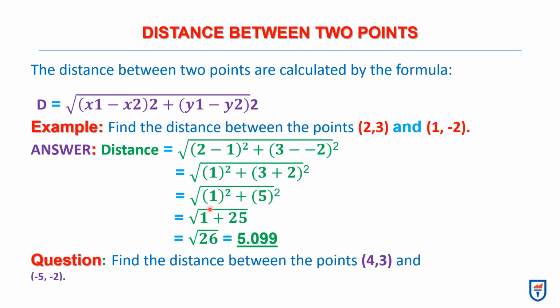Now we solve 1 to the power 2, it gives us 1. 5 to the power 2 gives us 25. And now 1 plus 25, we get 26. So now we have the square root of 26, which is equal to 5.099 as our distance between those 2 points. So this is how we calculate the distance given 2 points.